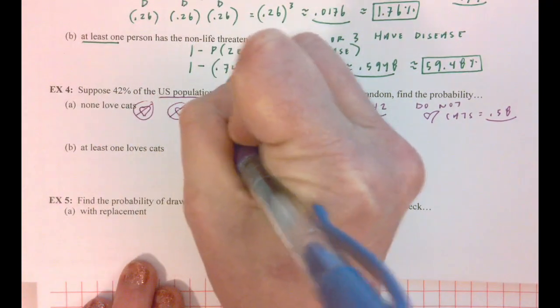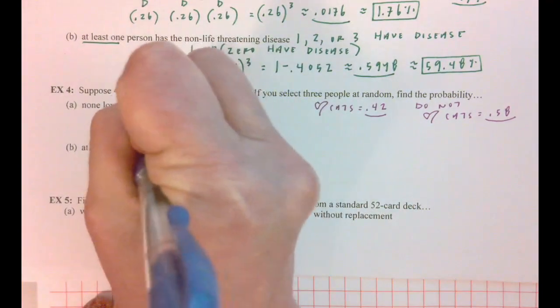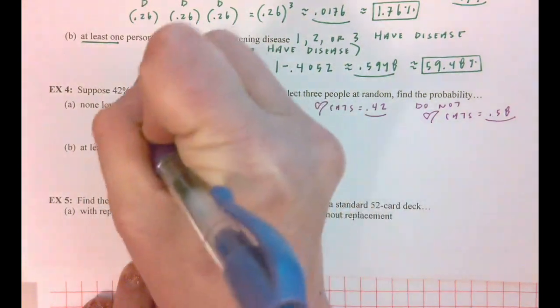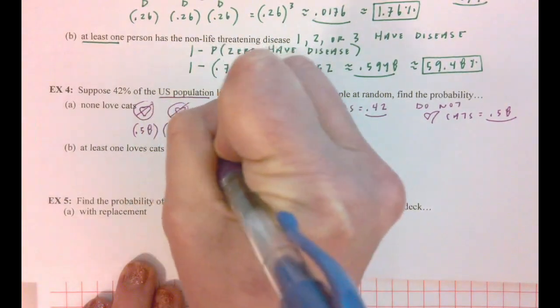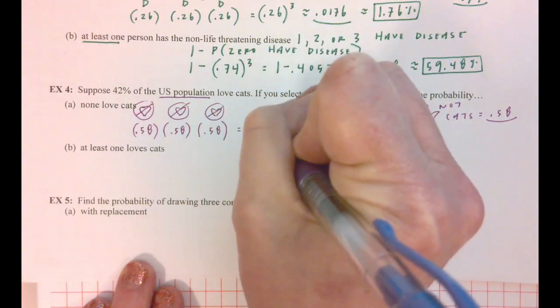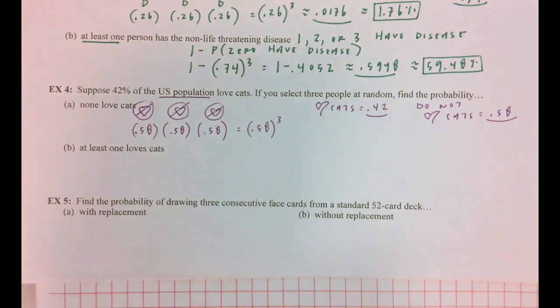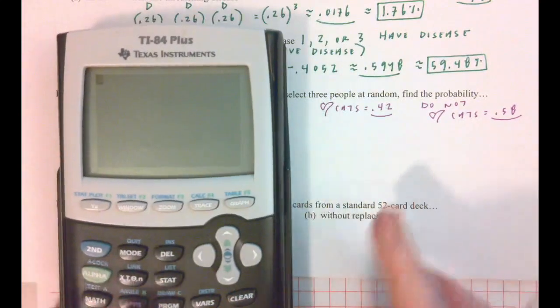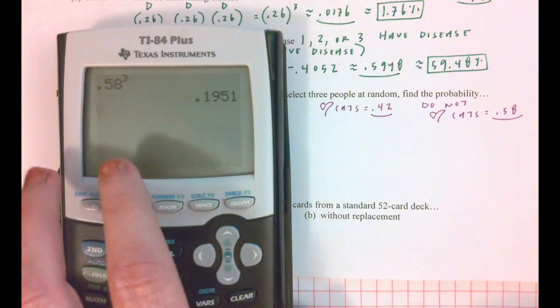All 3 of them. Okay, so that means I'm taking 0.58, right? No love for cats. Same here, and same here. And then I'm going to write that as 0.58, raise it to the third power, and then multiply across. All right, so 0.58 caret third power. There we go, 0.1951.